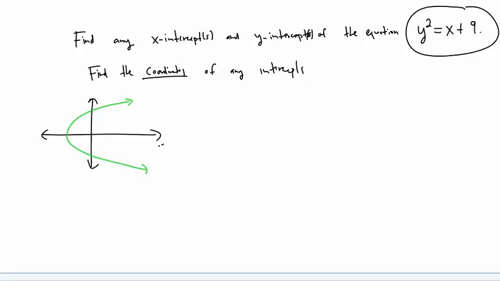So when given that graph, we can easily locate the intercepts. This equation has a single x-intercept, and it has a pair of y-intercepts. So we can locate the intercepts, but we don't know the coordinates just from the graph. In fact, the algebra is what gives us the coordinates. Let's make a connection between the geometry and the algebra.